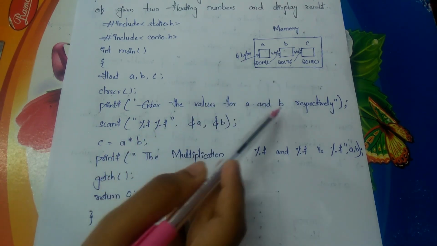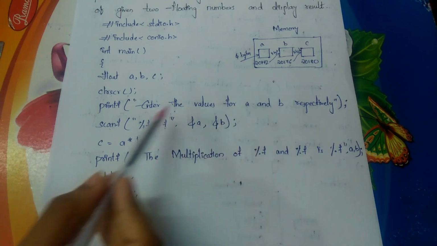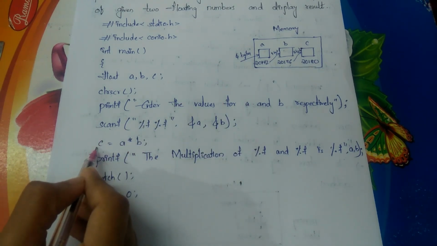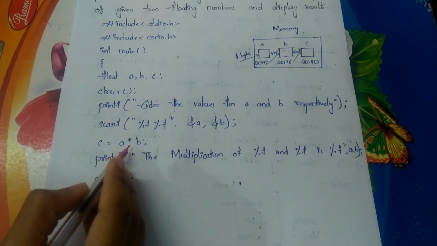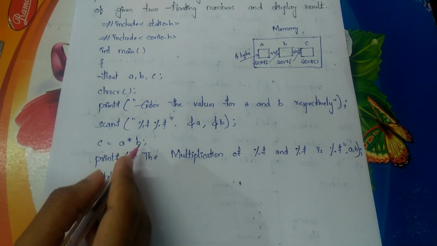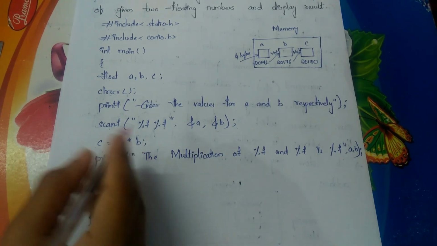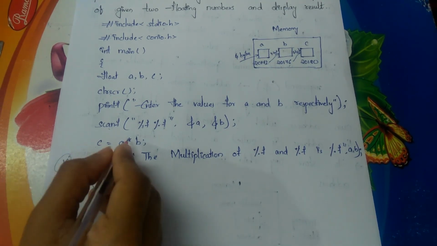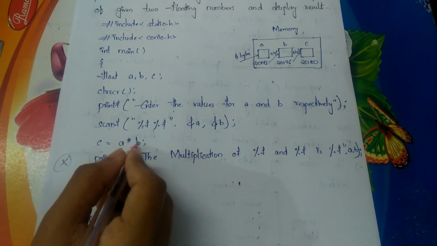So two floating point numbers we give as input, and then we have to operate on them. The result will be stored in C, so C is equal to A into B. When giving input, we don't find any multiplication symbol like a cross symbol, so in the place of multiplication we have to use the asterisk. When you use the asterisk, the multiplication will be operated.